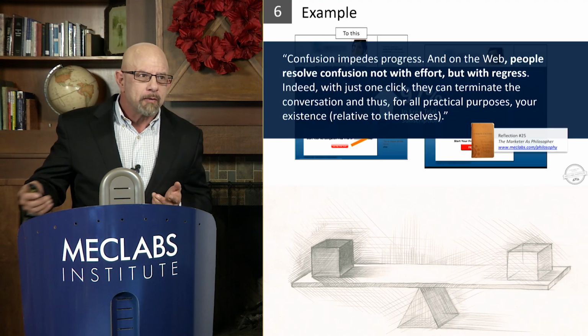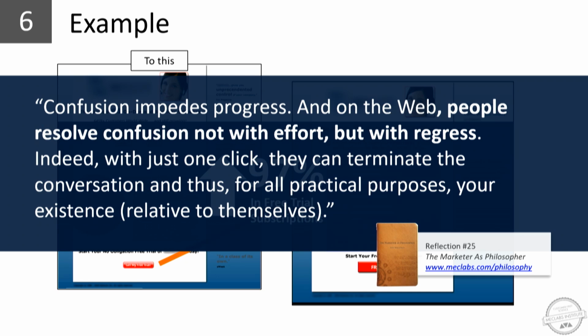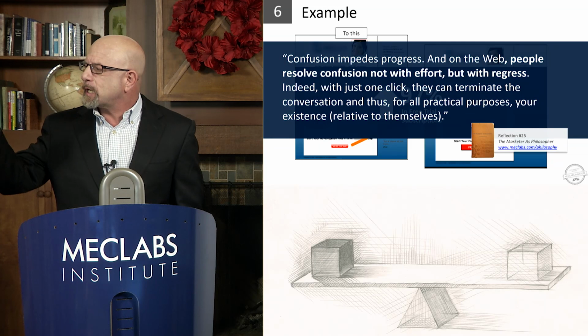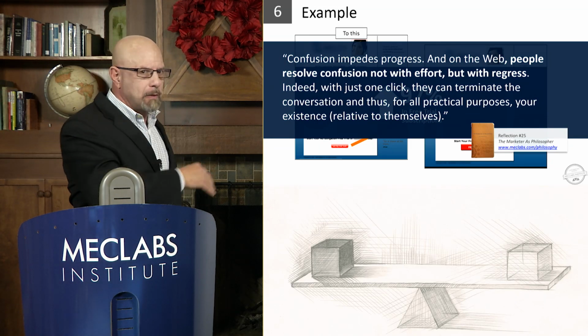I leave you with this quote: confusion impedes progress. And on the web, people resolve confusion not with effort, but with regress. We solve our confusion the way we really can in life. We just click a little button and the problem disappears and we go back to where we started.